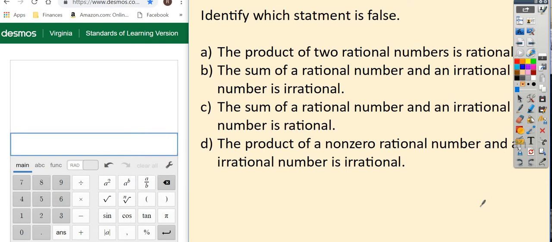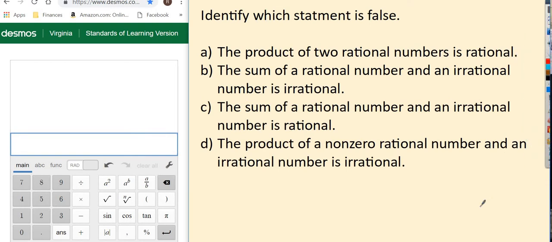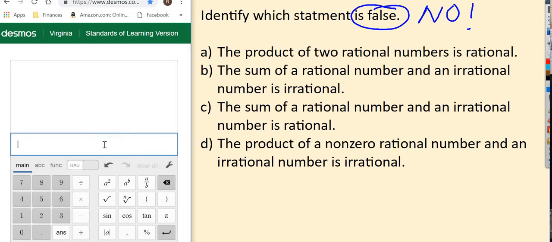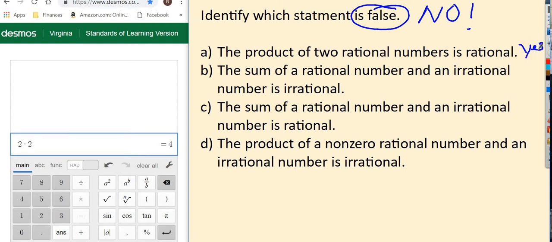All right, it says identify which statement is false. That means which statement are you answering no to? Okay, so let's read the first one. The product of two rational numbers is rational. Let's go ahead and just put something in. 2 times 2 is 4, so that is definitely true. So the answer there is yes, which means it's not the one we're looking for.